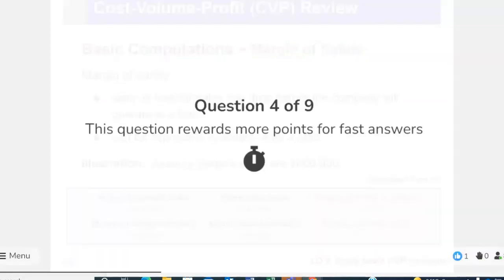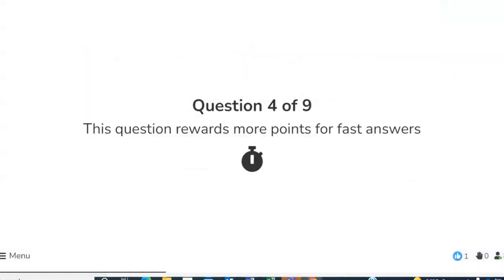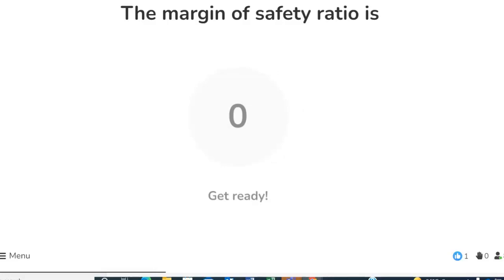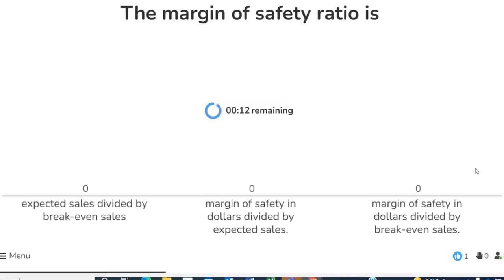Okay. All right, question 4 of 9. The margin of safety ratio.